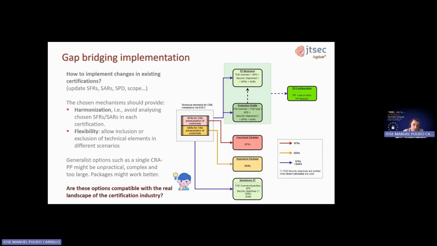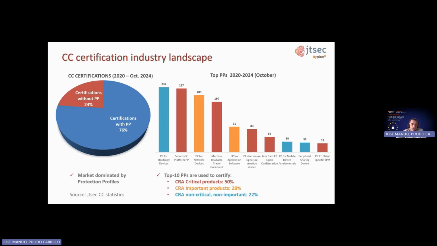We prefer that manufacturers that certify the same type of product need to do this only once, same for CABs or any competent authority, and they also need to provide flexibility to include or exclude requirements depending on the particular scenario. So are these options compatible with the real landscape of the CC certification industry? To answer this question, we can base ourselves on this statistic of the Common Criteria industry elaborated by jtsec every year with the CC Scrapper tool.